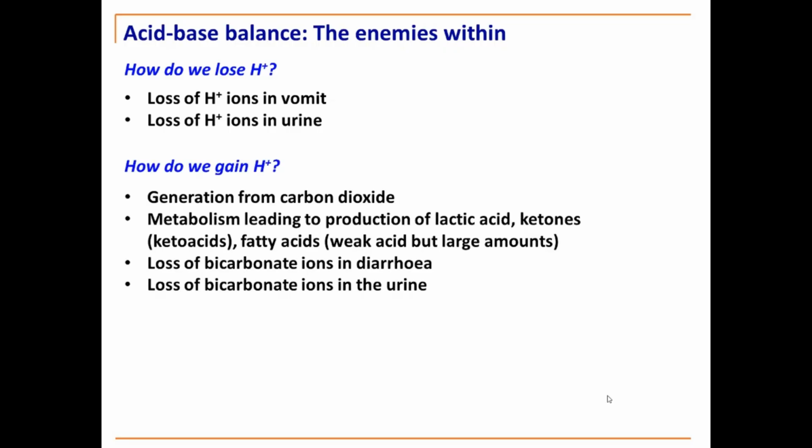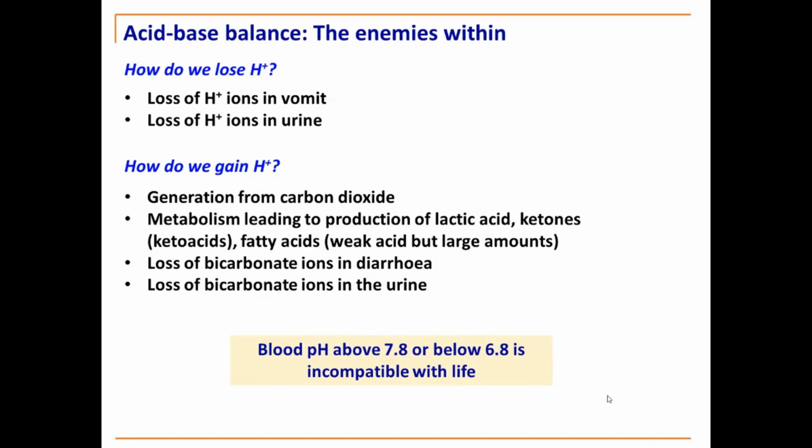How do we gain them? Well, we get them from carbon dioxide, of course, which is a huge amount of CO2 or carbonic acid. Metabolism leading to production of lactic acid, keto acids, fatty acids. And also you may get the loss of bicarbonate in diarrhea. So if you have bad diarrhea, you may lose large amounts of bicarbonate, and you might lose bicarbonate in the urine as well. So in essence, by losing the bicarbonate or by gaining the hydrogen ions, you're basically becoming acidotic.